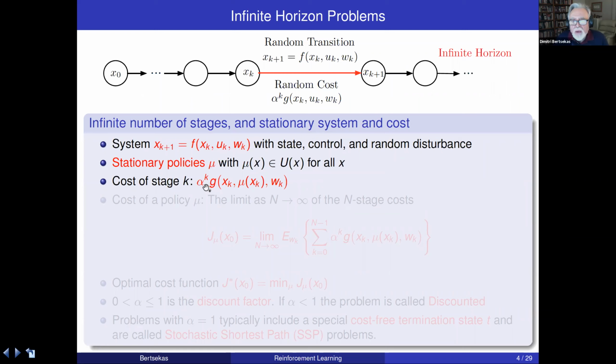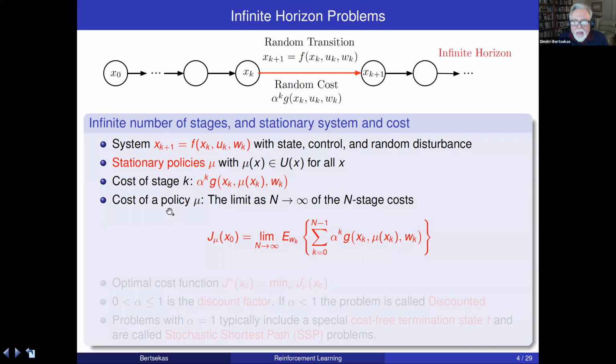Alpha is a discount factor, which is a positive number between 0 and 1. It could be 1. And this is the cost of the k-th stage. And the cost of a policy mu is obtained by taking the n-stage cost, the finite horizon cost, and taking their limit as n goes to infinity. This is a number that corresponds to the initial state, and it corresponds to the policy mu. Of course, all of this is random. The expectation here is with respect to the uncertain quantities, the w_k, and so on, as before.